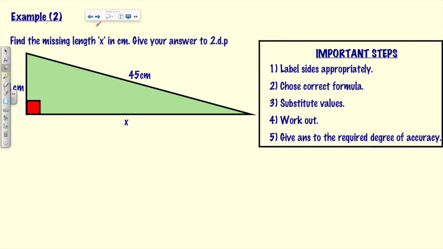So let's try another example, but slightly different. Find the missing length x in centimeters. Give your answers to 2 decimal places. This triangle is slightly different, but you can see over here that it's still a right angle triangle. And opposite it is the hypotenuse, which is over here. So the important steps are here again that we can follow. Label sides appropriately. Let's do that now. This will be C, this will be A, and this will be B. Let's go like that.